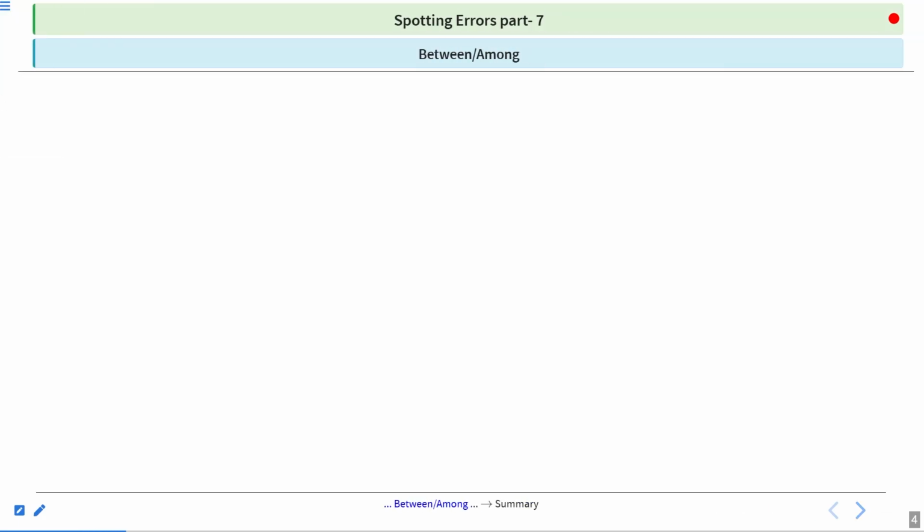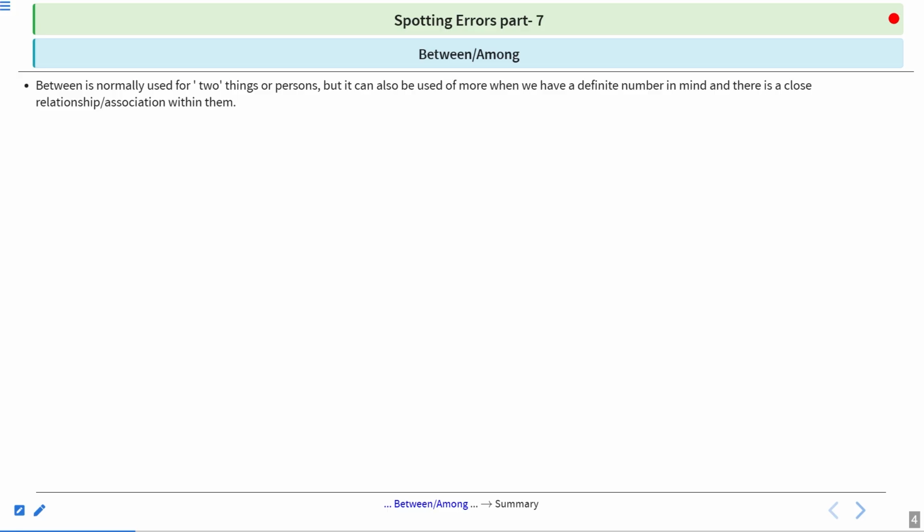Between and among. With this slide, we will talk about between and among. These are prepositions. Between is normally used for two things or persons, but it can also be used of more when we have a definite number in mind and there is a close relationship or association within them. So we use between with two things or persons, but we can also use between with more than two persons or things, but we should have a definite number in mind.